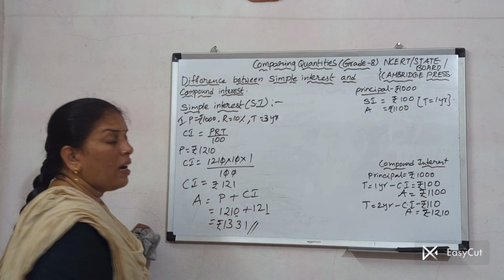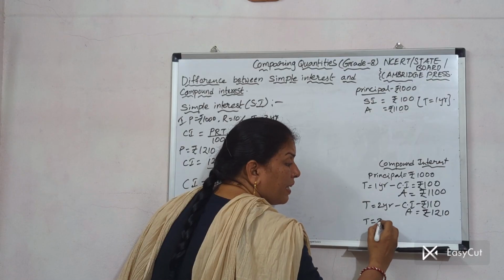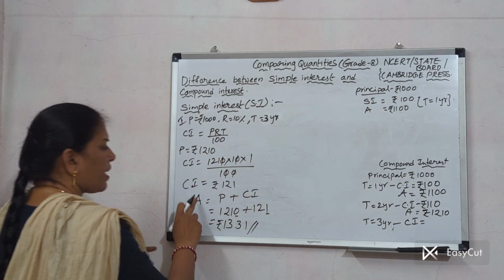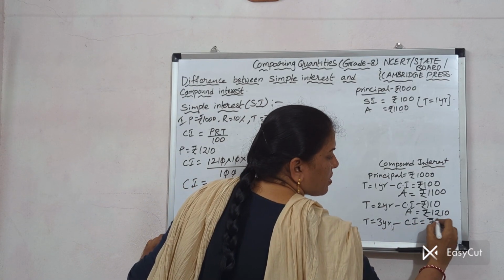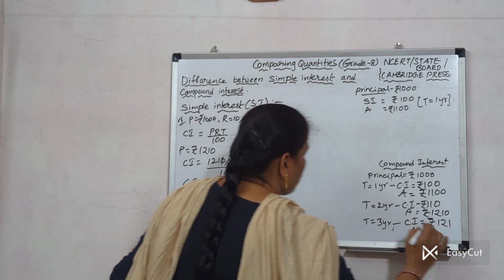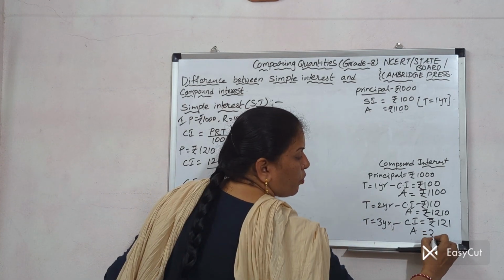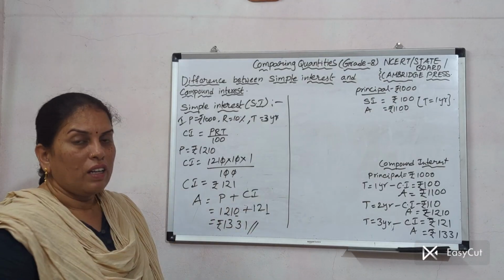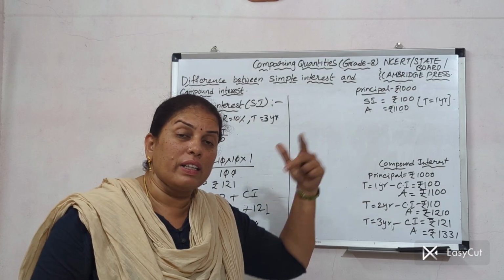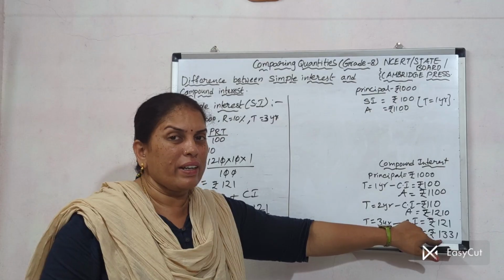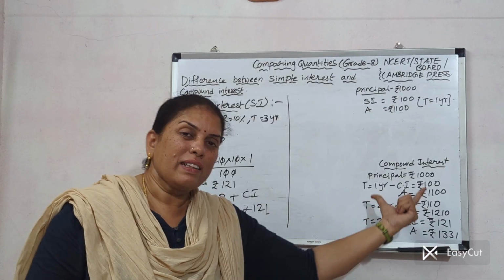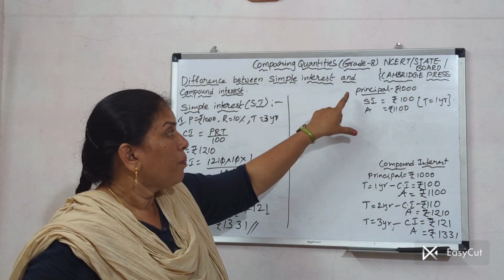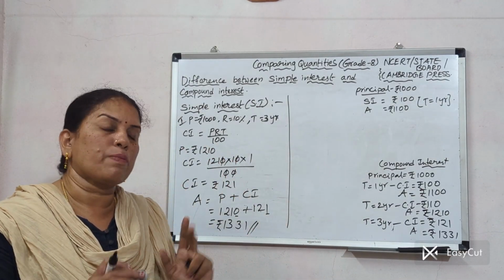Yes. This is the amount for which year? Third year. At the end of third year, CI, compound interest, how much I got? 121 rupees. Amount, how much I got? 1,331 rupees. Okay. Now, all of you understood, children? At the end of the third year, how much I got? 1,331 rupees. Okay. Like this, we must find out the compound interest. Now, what is the difference between simple interest and compound interest? I will explain you clearly.